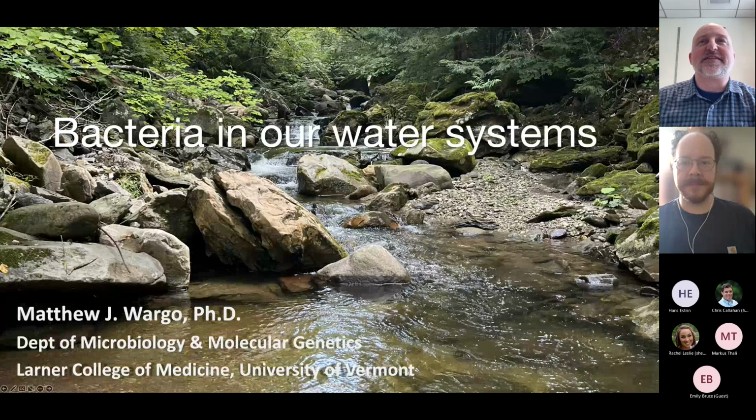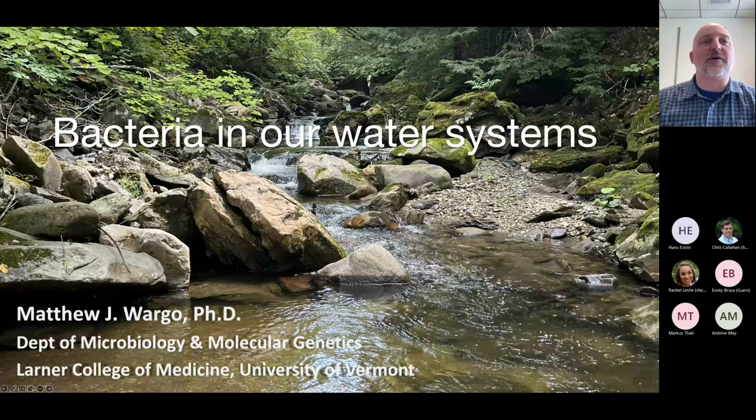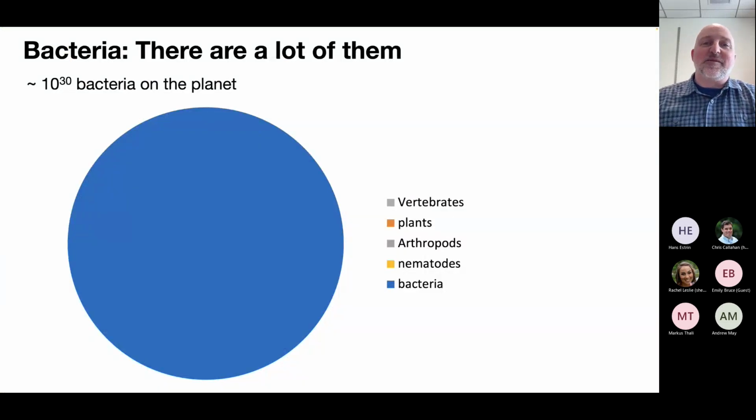I'm going to talk about bacteria and water systems and go into our work, but also give you definitions of what I mean by bacteria and what I'm talking about when I'm referring to water systems. If we count the number of cells on the planet, this is a pie chart of all the cellular life on the planet. Essentially all of them, based on this graph, are bacteria, right? And that's because bacteria are very small, but there are also a lot of them, 10 to the 30th or so on the planet. So they're everywhere and they outnumber everything else.